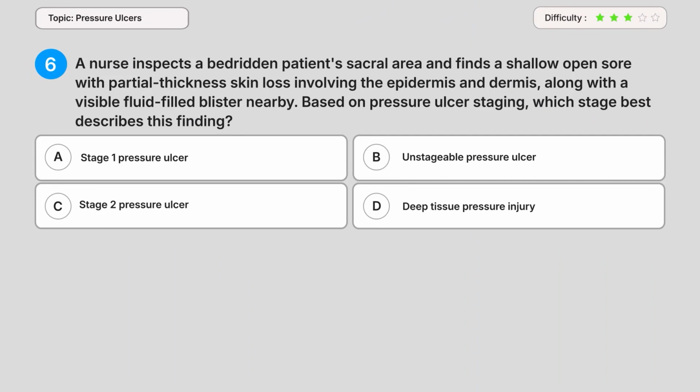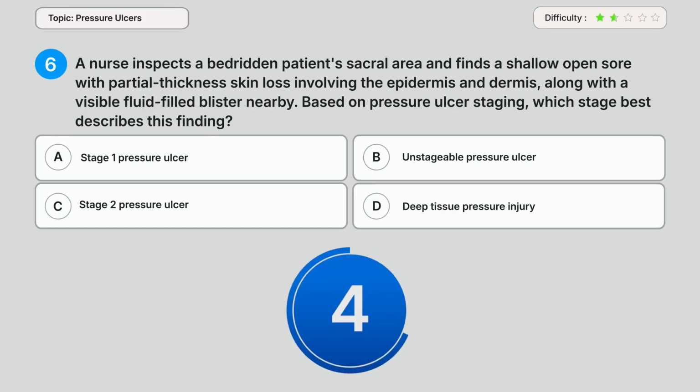A. Stage 1 pressure ulcer. B. Unstageable pressure ulcer. C. Stage 2 pressure ulcer. D. Deep tissue pressure injury. Do you know the answer?